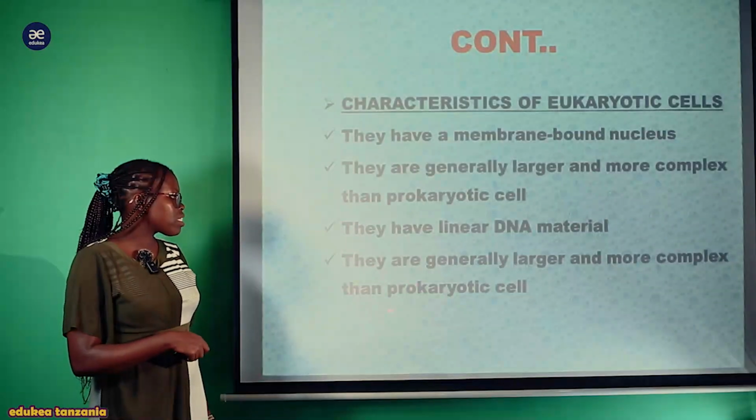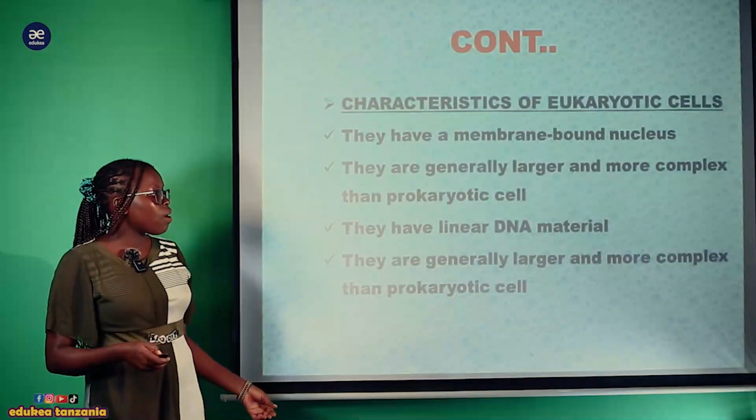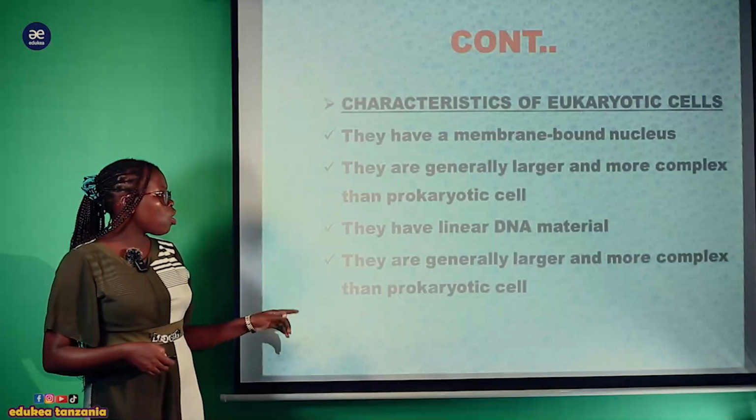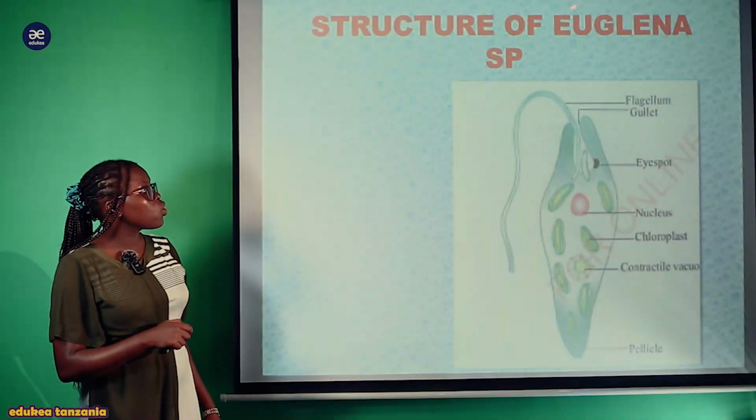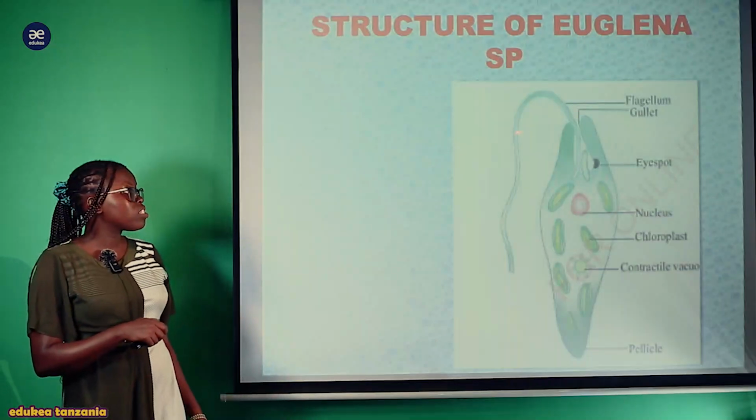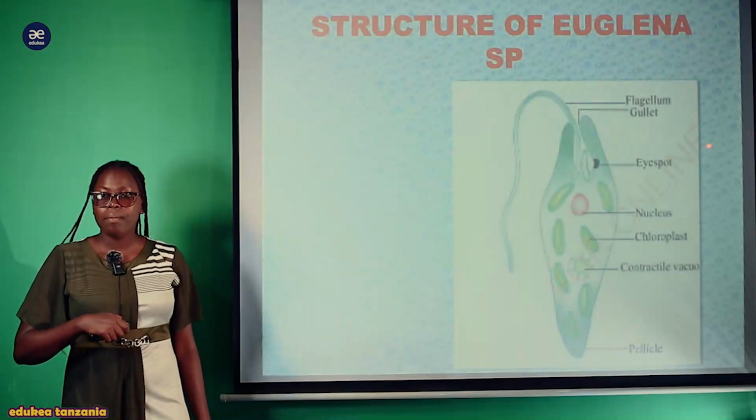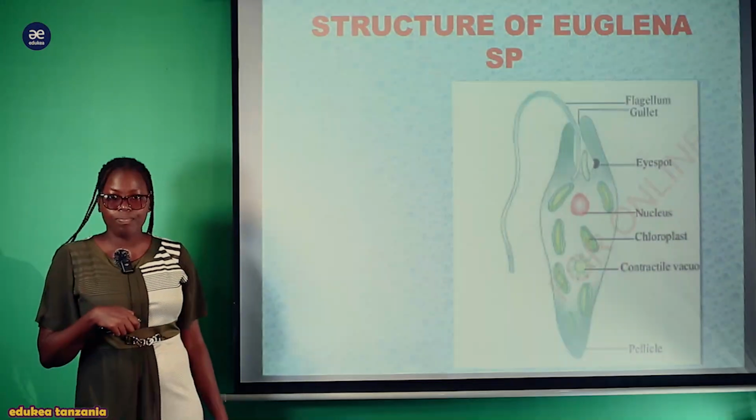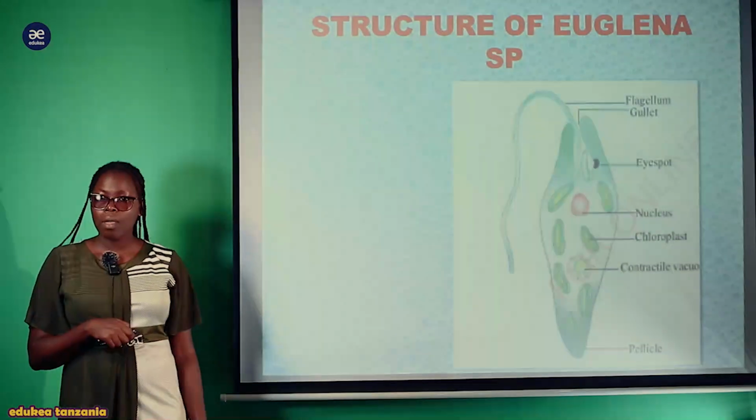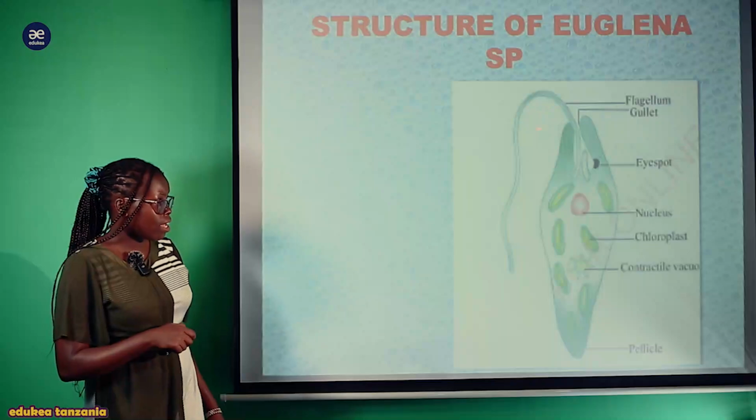And this is the structure of the euglena, example of the unicellular organism ambayo ni eukaryotes. These are euglena. Euglena ana both plant and animal characteristics. Here is a flagella which is used for movement. This is a gullet. Gullet inatumika kwa ajili ya ingestion, taking of the food. Eye spot kwa ajili ya sensitivity.